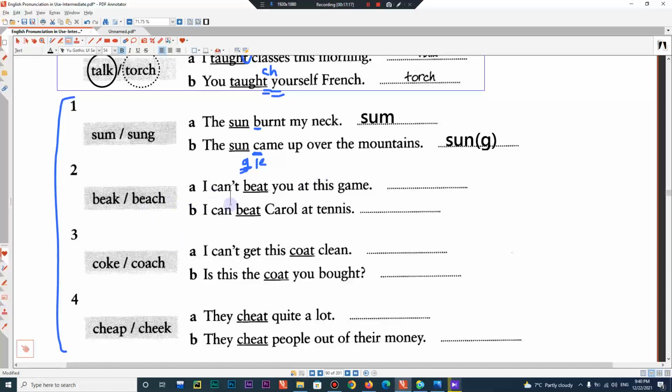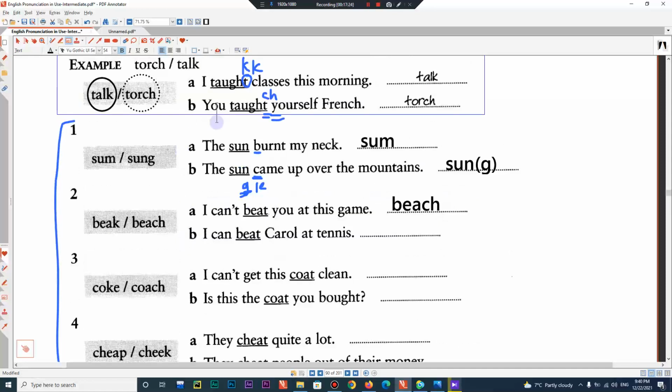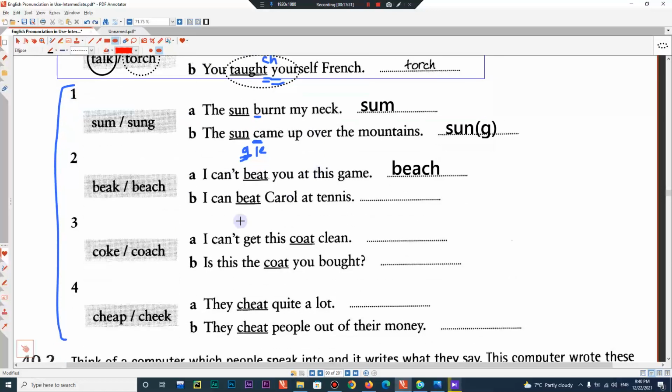Number 2, I can't beat you at this game. I can't beat you. This is the example that I told you. Like here, taught yourself. If you remember, te and ye, it said "taught yourself." Here it's the same. I can't beat you at this game. And I can't beat Carol at tennis. So this one has the K sound. So you can use this K sound to get closer to this. So I can't beat Carol.